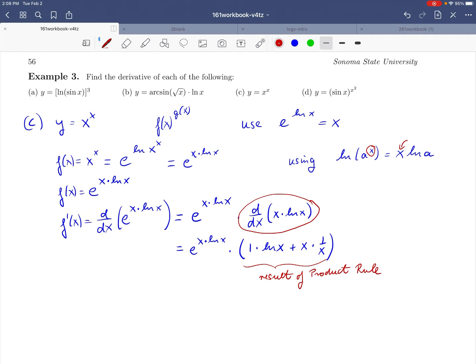So we can simplify a little bit maybe. We have e to the x times the ln of x, and then in parentheses we see ln of x, and then x times 1 over x, that is 1. So this is a little bit of a cleaned up version of our derivative.